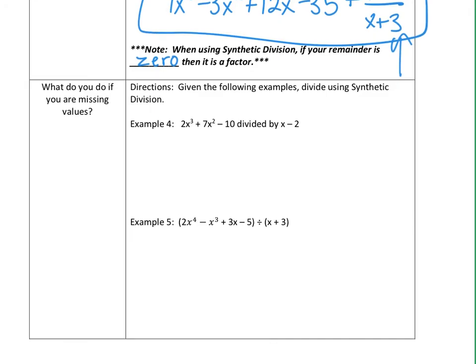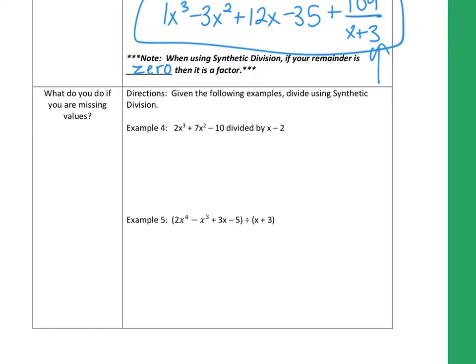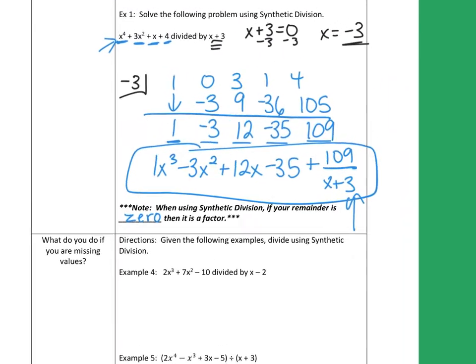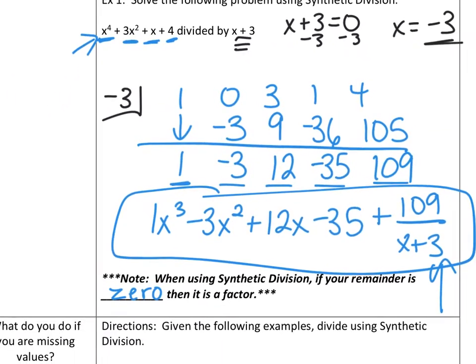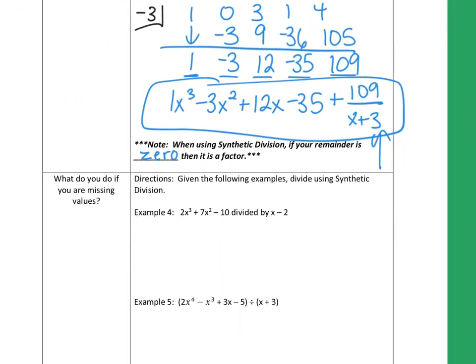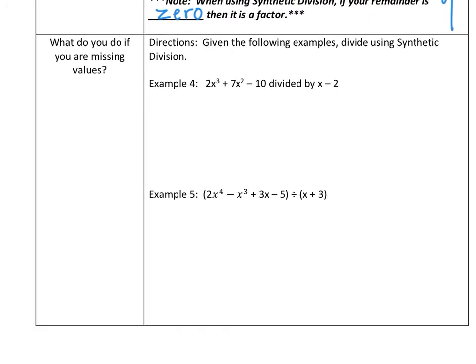So if, for instance, on a test or on the EOC, ACT, whatever you see, it gives you those two things and asks, is x plus 3 a factor of this polynomial? Well, you could just use synthetic division, and if you get a remainder, then absolutely not, it's not a factor. But if your remainder is 0, then it would be, okay? So I want you to go ahead and try examples 4 and 5. Then we're going to go over them, and we'll keep going today.